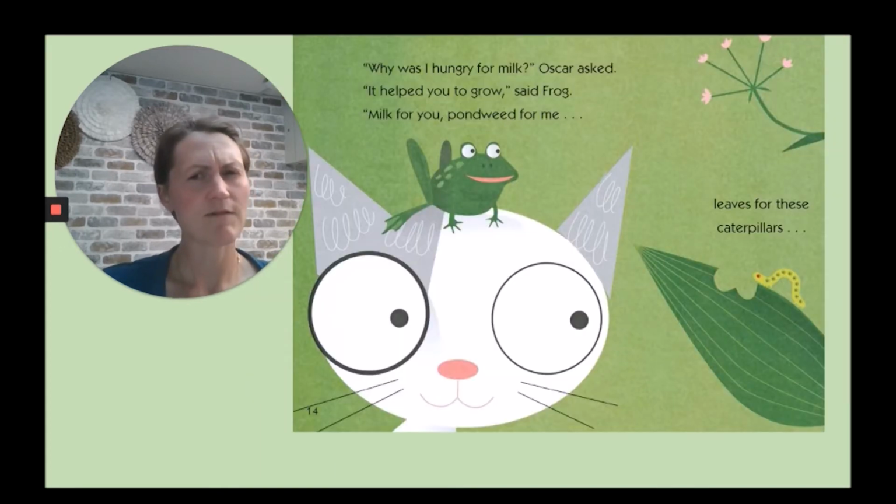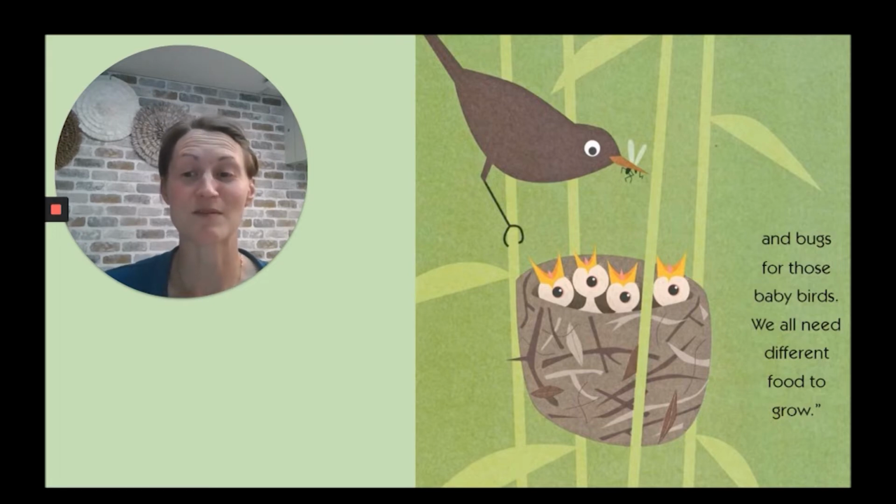"Why was I hungry for milk?" Oscar asked. "It helped you to grow," said Frog. "Milk for you, pondweed for me, leaves for these caterpillars, and bugs for those baby birds. We all need different food to grow."